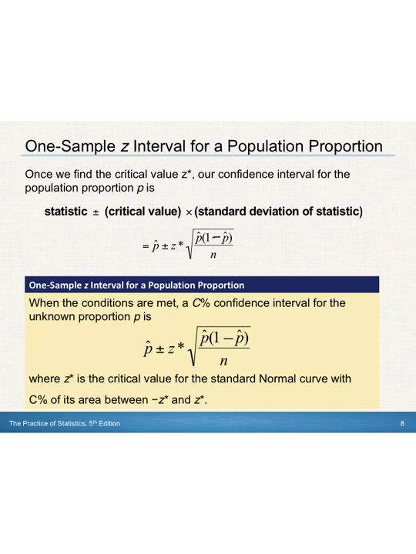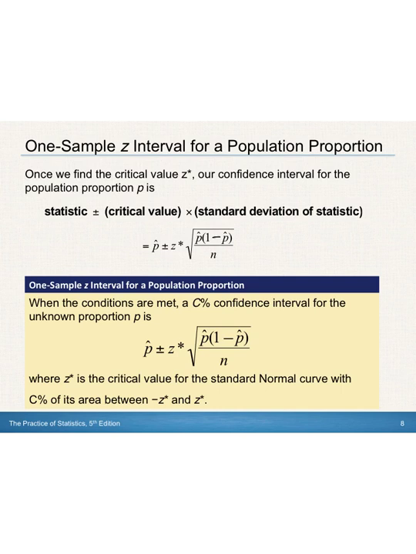So we've checked to make sure all of our requirements are taken care of. Random, 10%, so we can use the standard deviation formula. We've got large counts, so we can go ahead and use z-scores to help us understand because it's approximately normal. So then we can just go ahead and plug things into the formula.